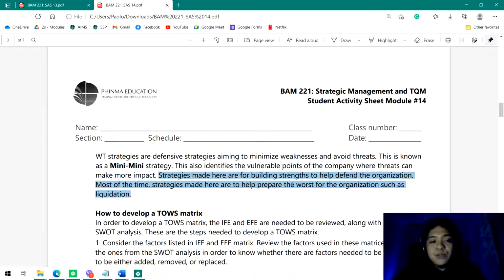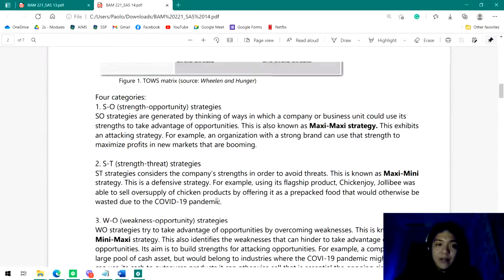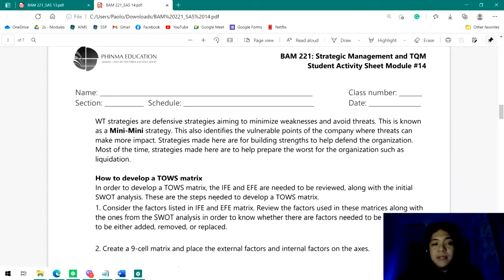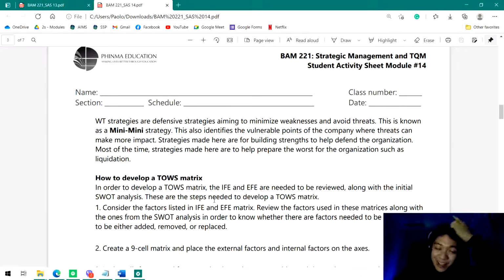Now, let's move forward. I hope that's clear with everyone, no? Yung Maxi-Maxi, Maxi-Mini, Mini-Maxi, and Mini-Mini strategies natin. Medyo nakakalito. Tongue twister din siya. Pero, mas madali kasing intindihin pag gano'n na lang. Now, let's move forward with how to develop a TOWS matrix.